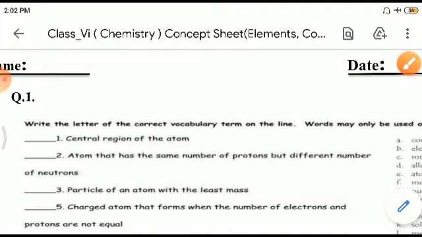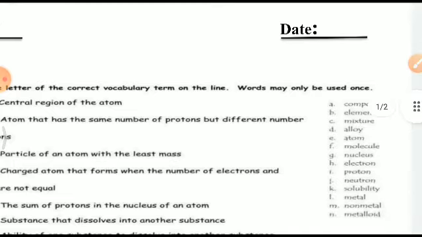Atom that has same number of protons but different number of neutrons. Proton is same and neutron is different. Yes, what are those called? These are called same number of protons but different number of neutrons. Yes, what is it called? It is called a metalloid, right? It is called a metalloid.